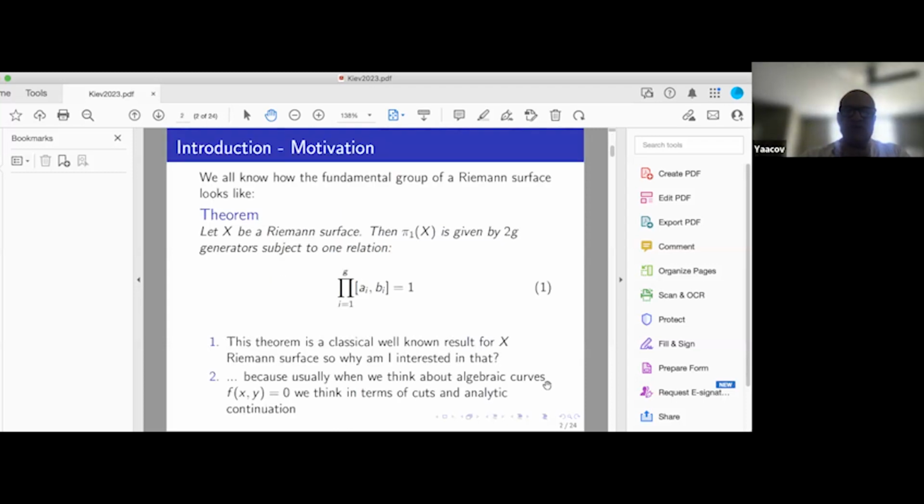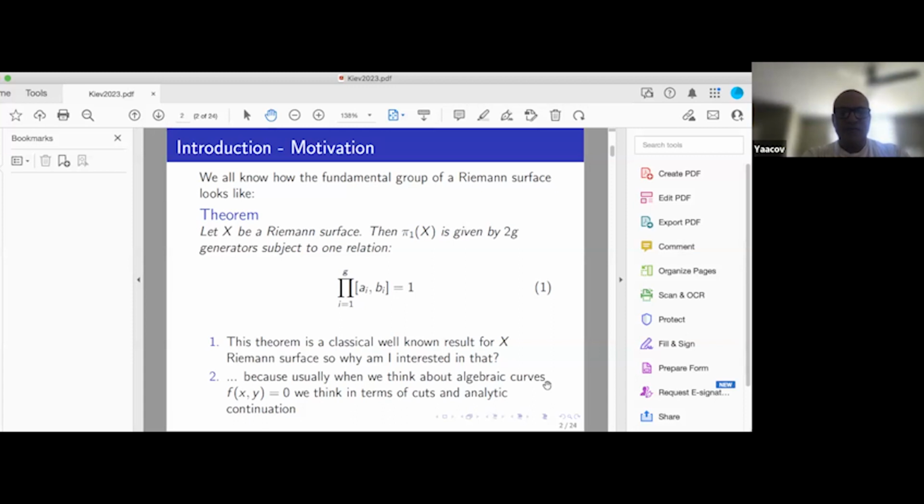Okay, so first let's discuss the motivation, because we all know that the fundamental group of a Riemann surface looks like this, right? This is what we all learn in complex analysis in third year. So if X is a Riemann surface, then the fundamental group of X is given by 2g generators, subject to one relation. Okay, a_i b_i is basically the usual commutator relation, and they all show us this beautiful 2g-gon, which is a starting point for any analysis on the moduli of Riemann surfaces.